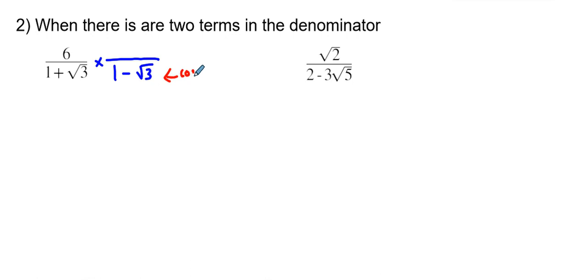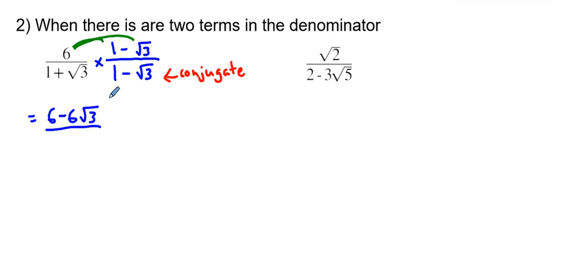And a conjugate has the same 2 parts, but with an opposite sign in between. So if we multiply top and bottom by the conjugate of the denominator, that will rationalize the denominator. So let's take a look at this. In the numerator, the 6 has to get distributed to both. So we'll do that part, and we'll say 6 times negative 6 root 3.